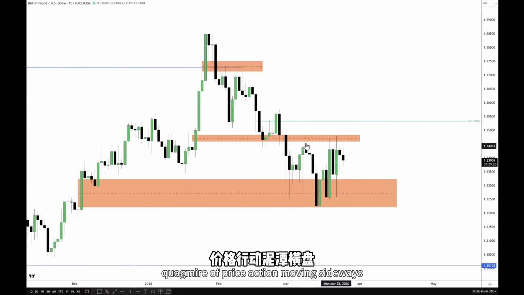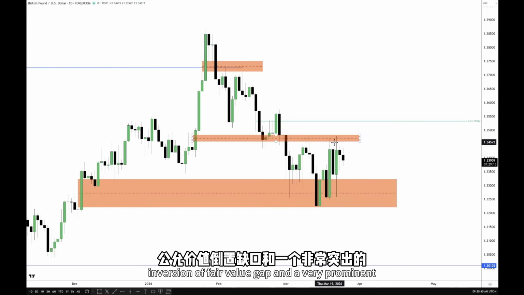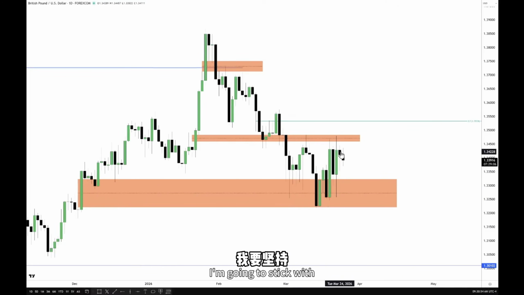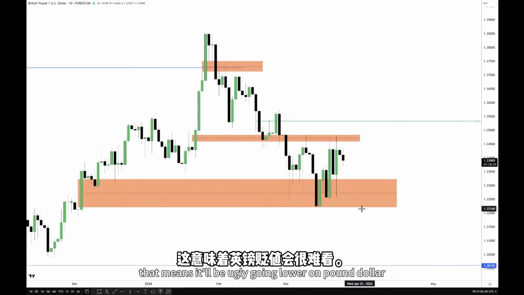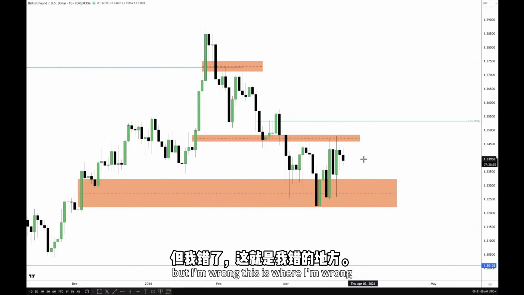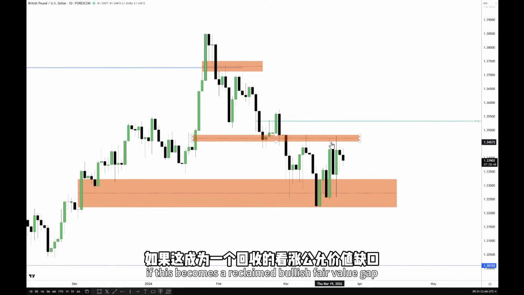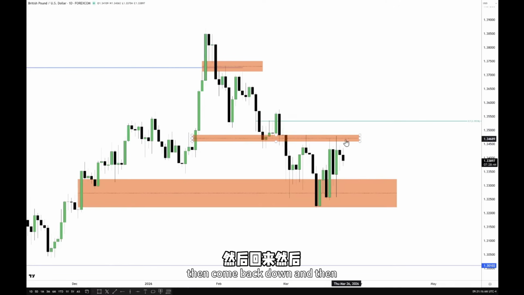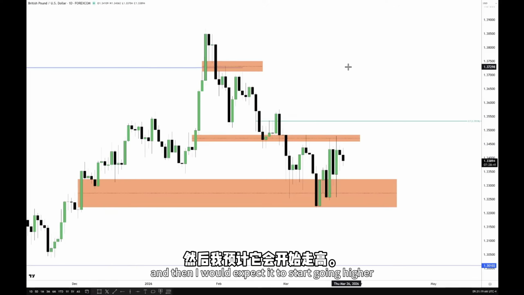So we're in this quagmire, with price action moving sideways. We're up against an inversion fair value gap and a very prominent buy side imbalance, sell side inefficiency, which we've tried several times to get into. And I'm going to stick with it: if things continuously get worse, I think they'll push the dollar higher. It will be ugly if it gets there, but that means it'll be ugly going lower on pound dollar. But this is where I'm wrong: if this becomes a reclaimed bullish fair value gap. In other words, it would have to trade above it, then come back down, and then not go into the lower half. Then I would expect it to start going higher.